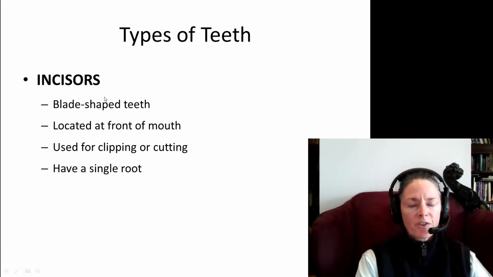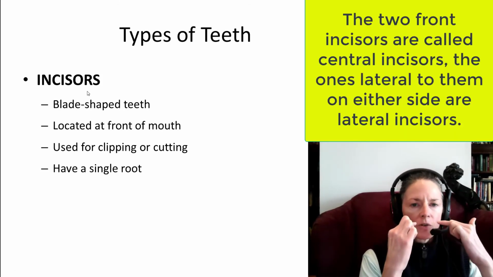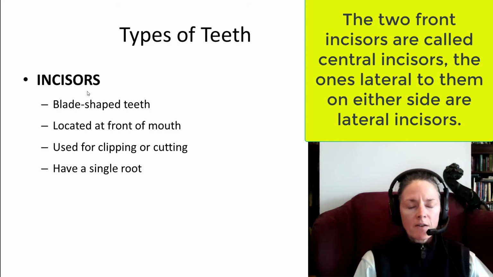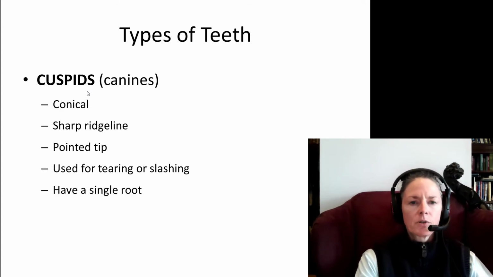We have the incisors, which are the front teeth. We've got the two front incisors and the two lateral incisors on either side of them, on both the top and the bottom. And these occlusal surfaces are thin and long, like chisels, and so they're good at cutting things, and these have a single root.